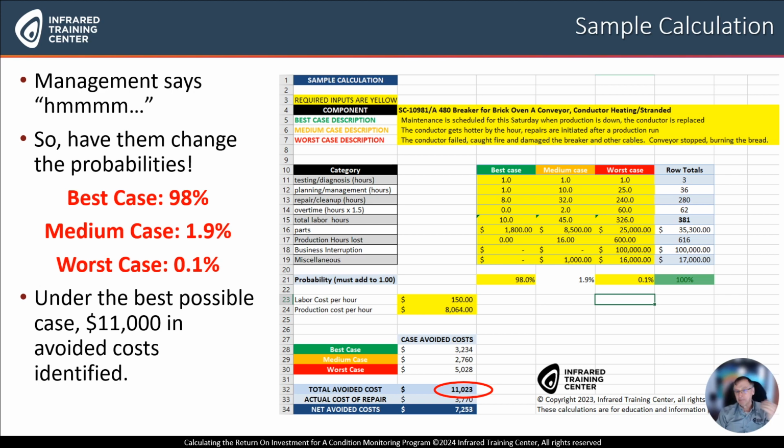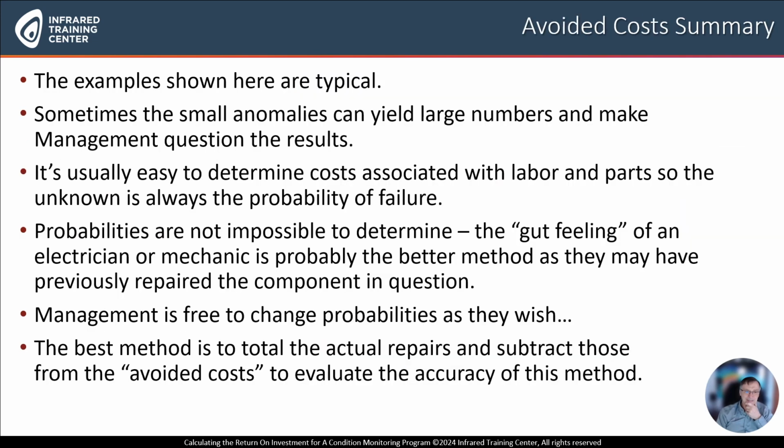And are these numbers believable? Well, that's up to the individual company. That's up to the individual management to believe it or not. But this answers the question: what could this have cost had we not gone out and done our inspection? And so I think this is a pretty clever technique. So the examples here are kind of typical. Sometimes small anomalies can yield large numbers and make management question the results.